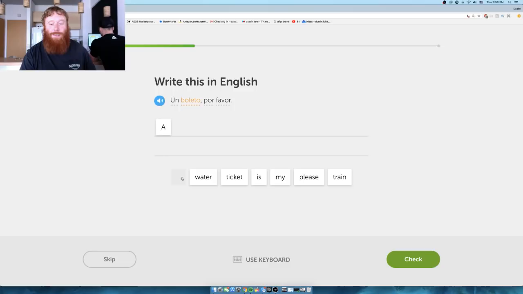Would it be ticket or train? It would have to be one of those two. I don't know about boleto. I think train is like... ticket, please.